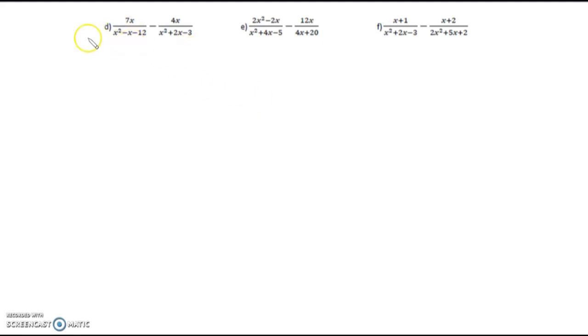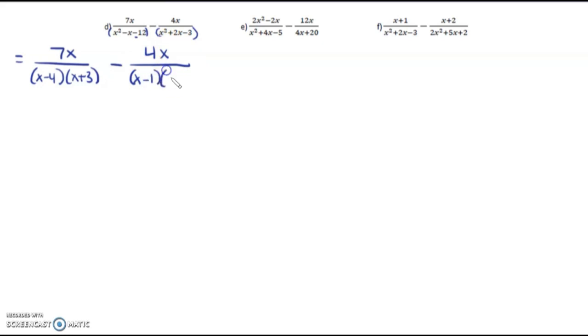Okay, so for D, E, and F, what we want to do is we want to factor wherever we can. So for this one, I get 7x over, and if you factor the denominator, you get x minus 4, x plus 3. And then we get 4x, and if you factor the denominator again, x minus 1, x plus 3.